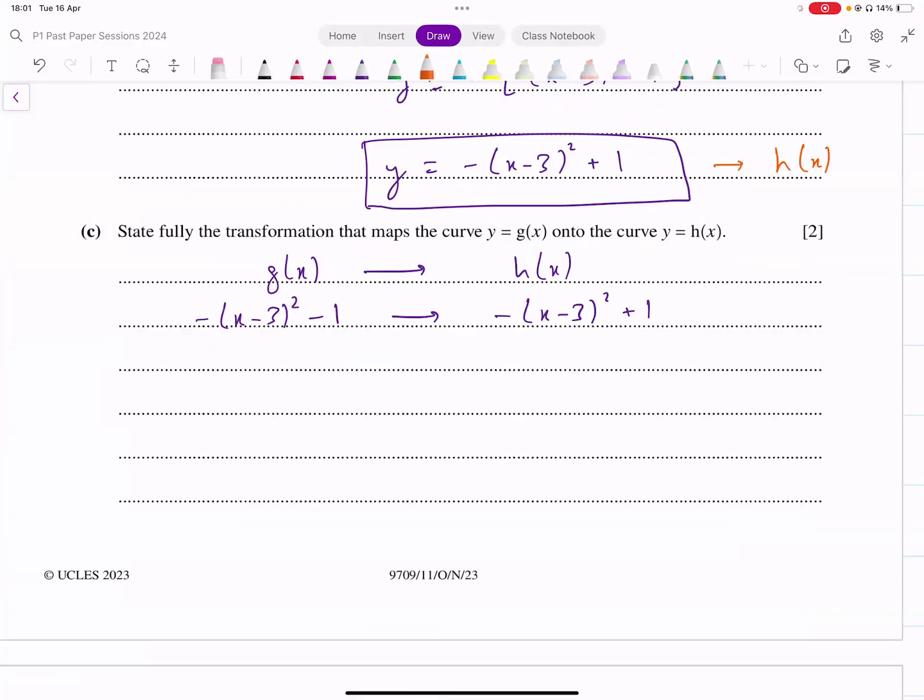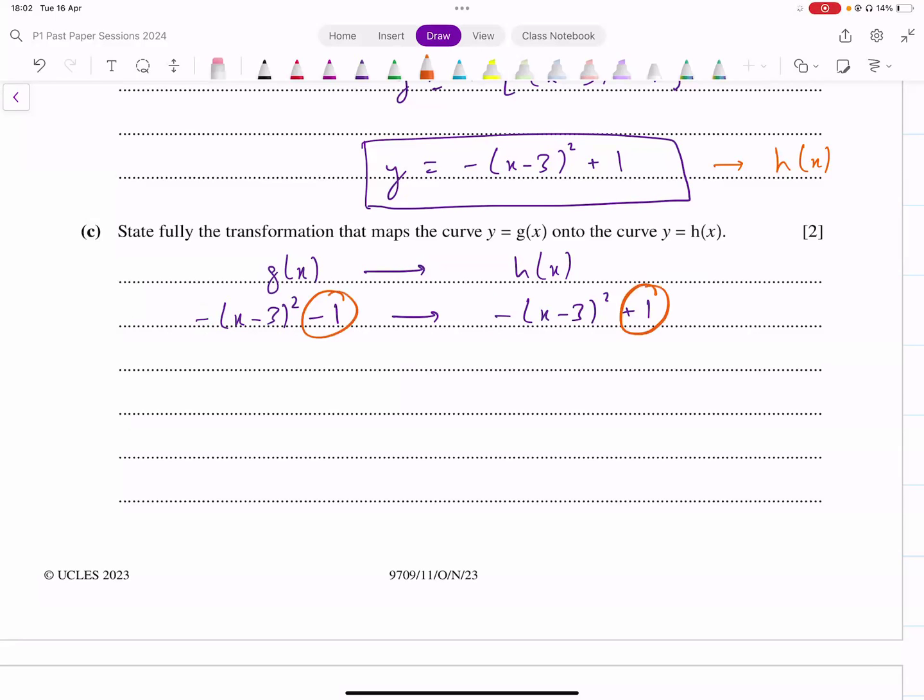Now think about this. This part is not changing at all. Minus x minus 3 whole squared, minus x minus 3 whole squared. That means there's nothing happening inside the function. Inside the bracket, inside the square, you've got x minus 3 here and x minus 3 here. There's nothing happening horizontally. There's no horizontal transformation here. What's happening outside the function? We have minus multiplying outside, here we have minus multiplying outside. It's just the number outside that has changed.